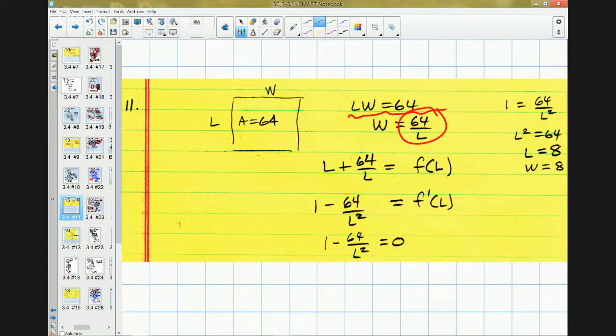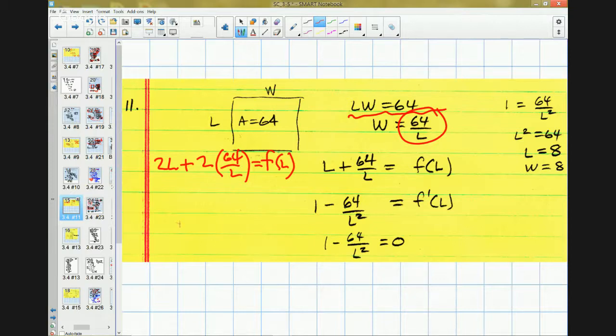Let's see. Okay, I want to just double check here. Number 11. Minimize the perimeter. Okay, I really should have... I see I didn't double that. So I should have written 2 lengths plus 2 widths equals my perimeter. I'm just going to call it function of L.